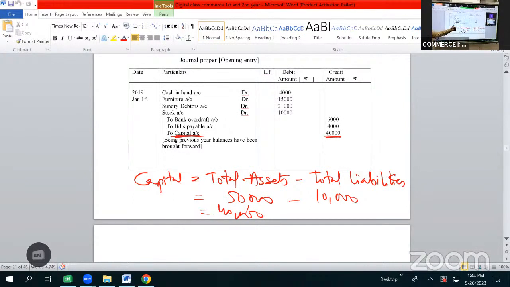So now we'll be concluding it by writing it as being opening journal entry, opening journal proper pass, being opening entry pass, or else we can write it as being previous year balances have been brought forward. So the same formula has been shown here.